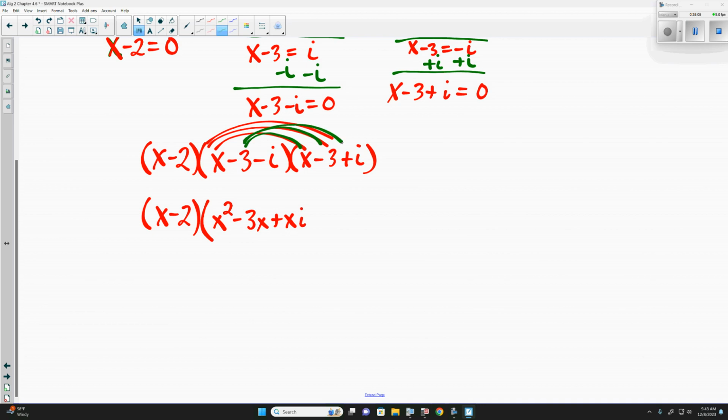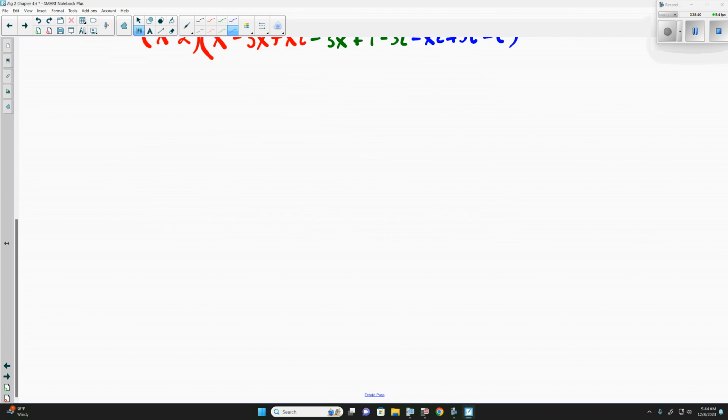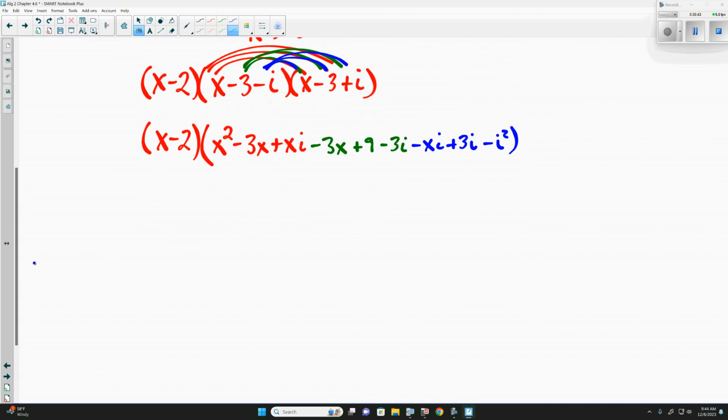And we do the same with negative 3. Negative 3 times x is negative 3x. Negative 3 times negative 3 is plus 9. And negative 3 times i is negative 3i. And lastly, distributing the negative i times x is negative xi. Negative i times negative 3, a negative times a negative is a positive, 3i. And lastly, negative i times i is negative i squared. Questions on how we got to this here? Questions on any of this so far?